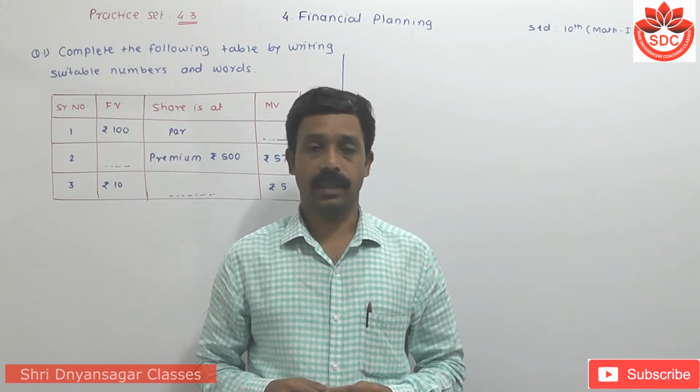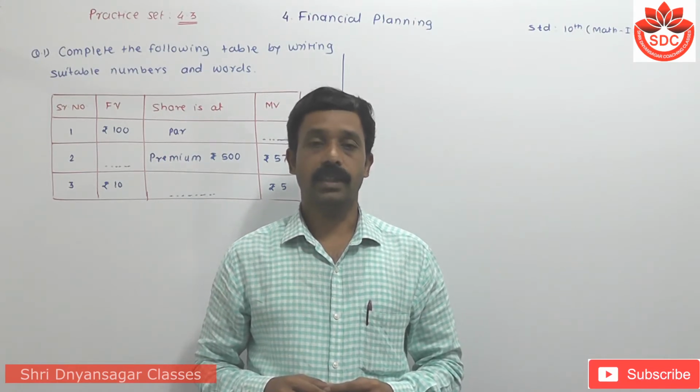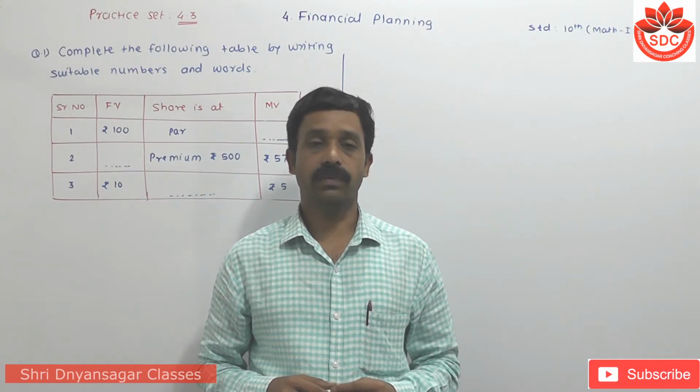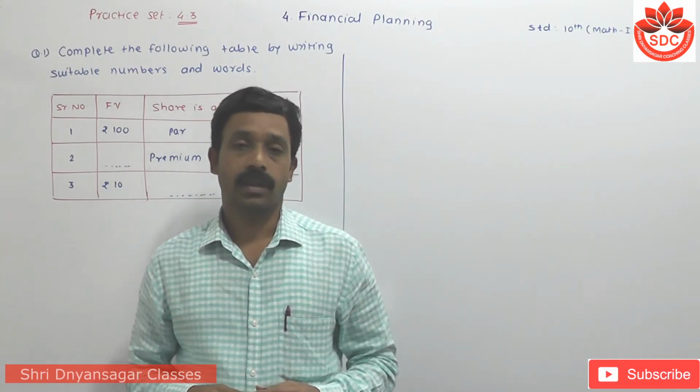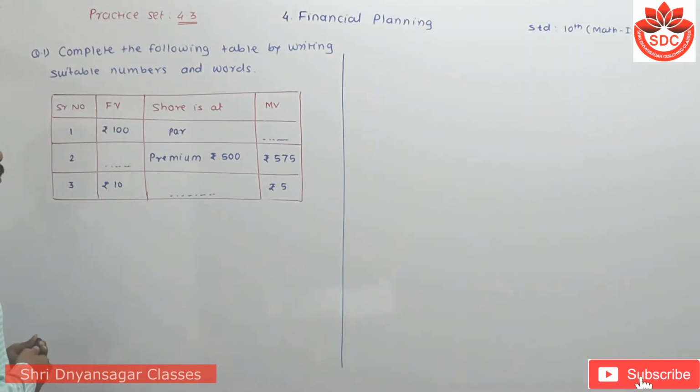About the next practice set of the chapter Financial Planning, Mathematics First, 10th Standard. The practice set 4.3 and the question first is: complete the following table by writing suitable numbers and words. Now student, I have to write here the answer and also complete this table.